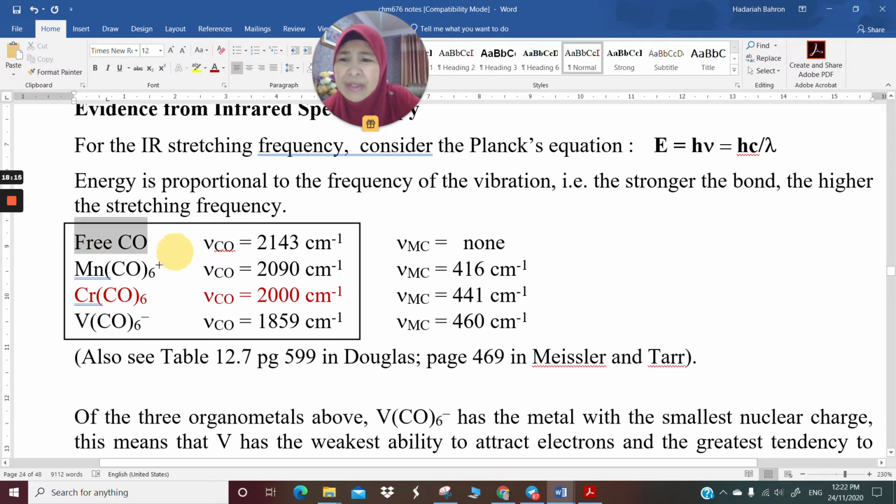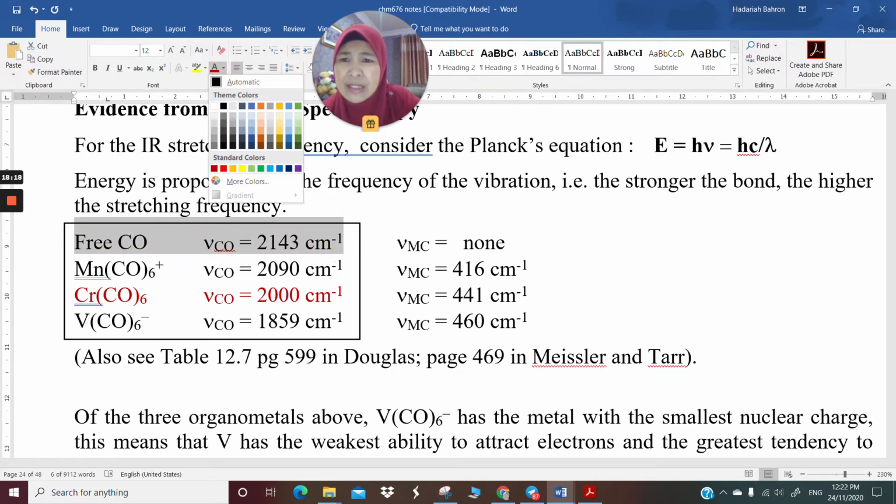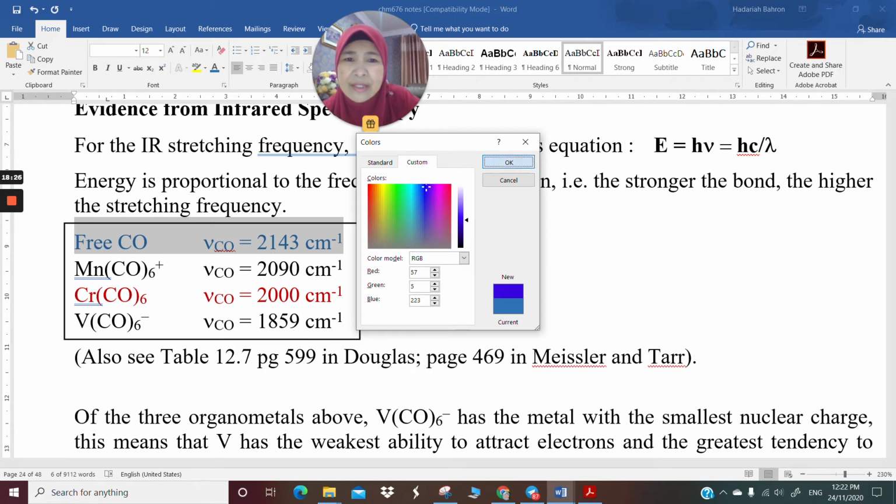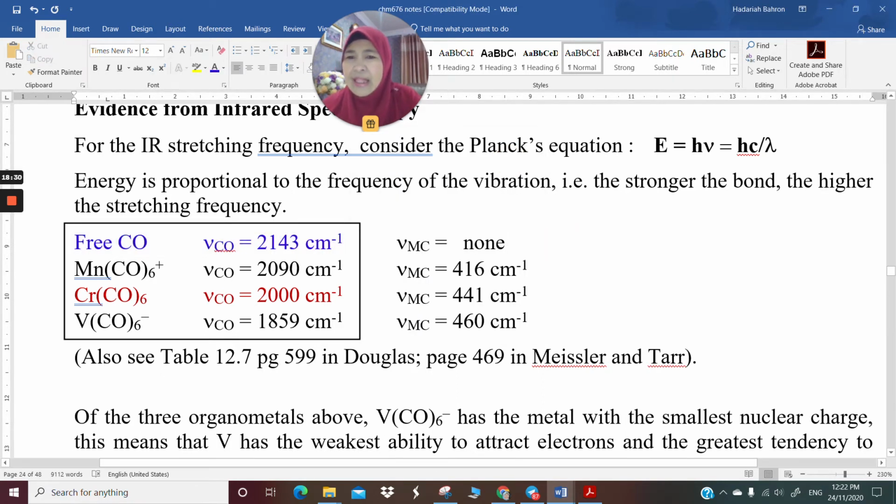So comparing, I'm putting this in color blue for now. Let's have a look at the more vibrant blue like that. If you look at the blue writing here, the stretching frequency of free carbon monoxide is 2143, but when carbon monoxide is bonded to chromium, the stretching frequency is shifted to lower frequency. That means there is a weakening in the bond. So that is a good evidence of something happening in CrCO6 that makes the CO bond become weaker, because it has lower frequency.